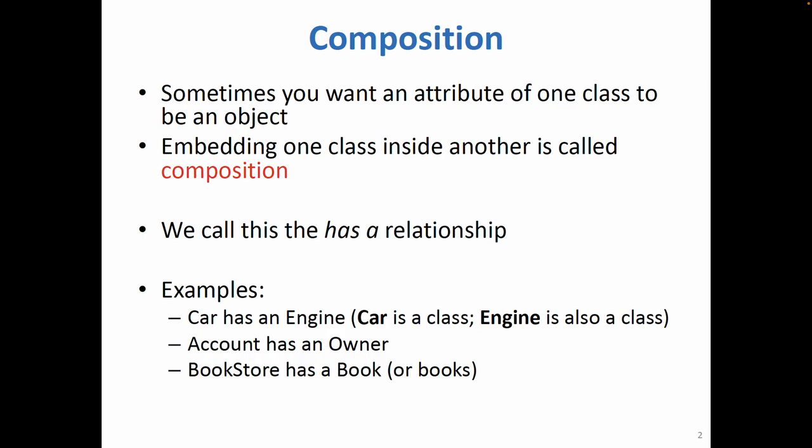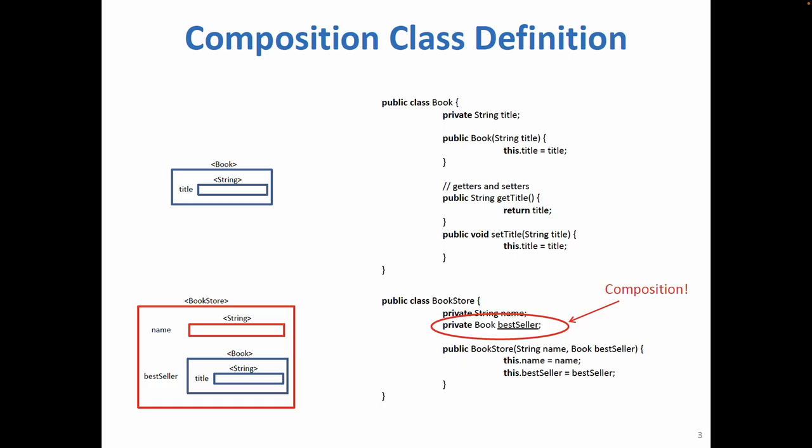We can imagine things like a library or a bookstore. It's a class, but inside that we might have book objects. So within a class we use other classes. This is called composition.